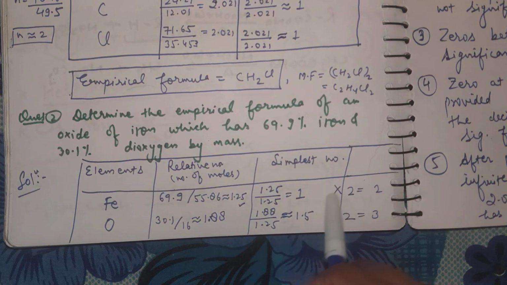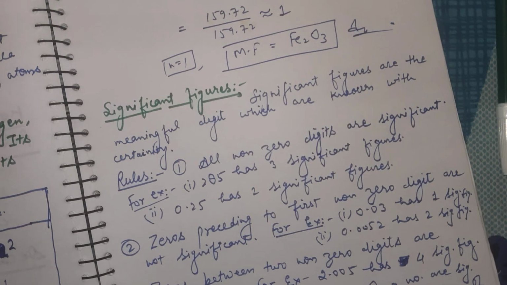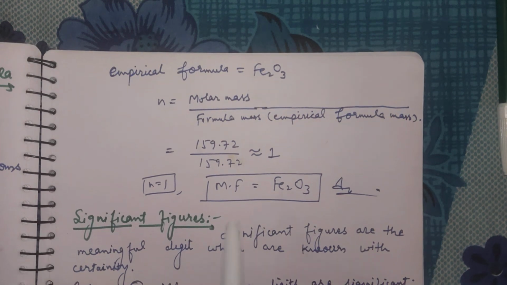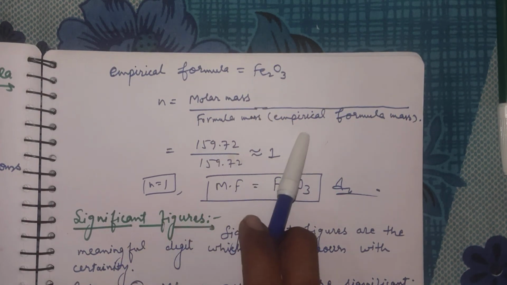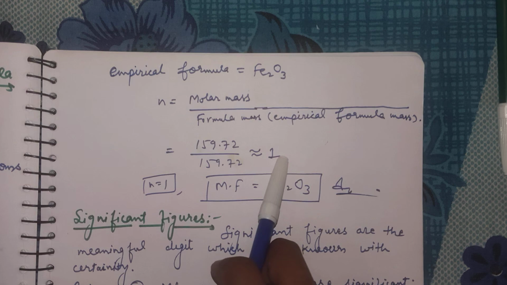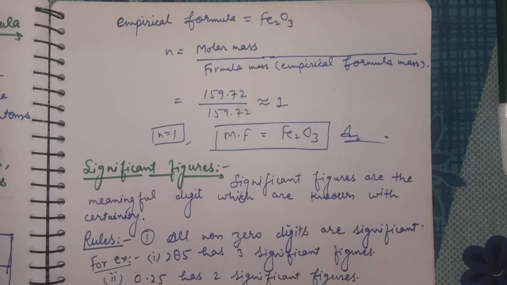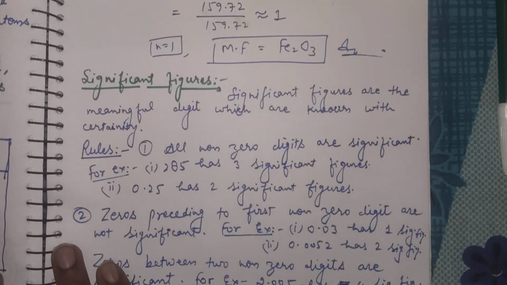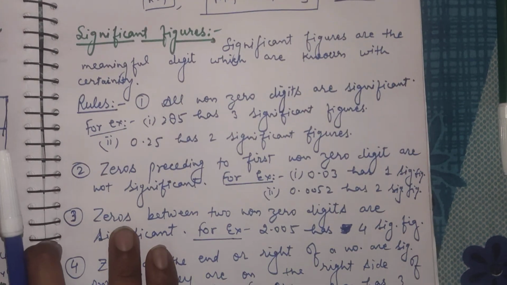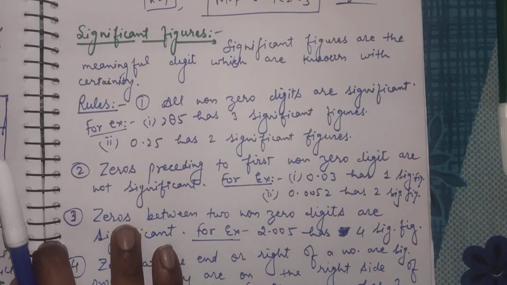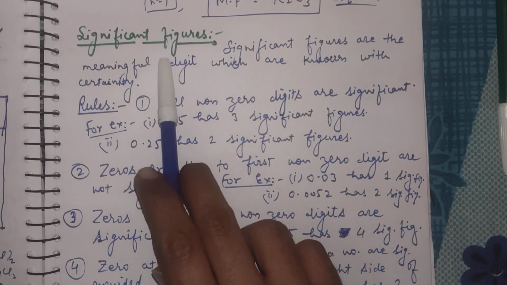On multiplying by 2 to get whole numbers, 1.5 becomes 3 and 1 becomes 2. So we get the exact values 2 and 3 for Fe2O3, which is the empirical formula. So n is equal to molar mass upon formula mass. Both are the same, so it is equal to 1, and the molecular formula is also Fe2O3. In this way, I hope you understand how to calculate the empirical or molecular formula in numericals. Now come to the next point, significant figures.